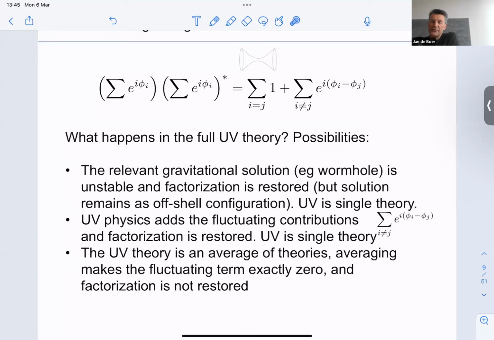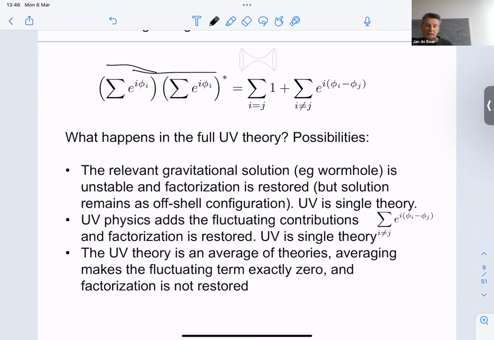And the third possibility is that in the full UV theory, this is absent. This disagreement remains. And then the only possibility that's left in that case would be that the UV theory really must be averaged. Because the only way that this equation can be true without this here is by putting bars over this. And then this can be true. So those are basically the three logical possibilities of what could happen in the UV.